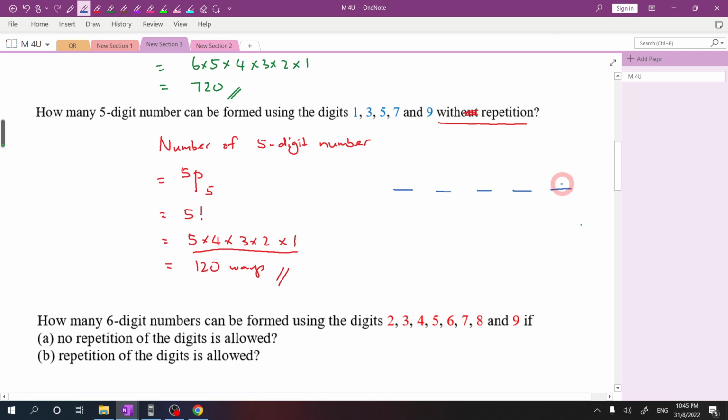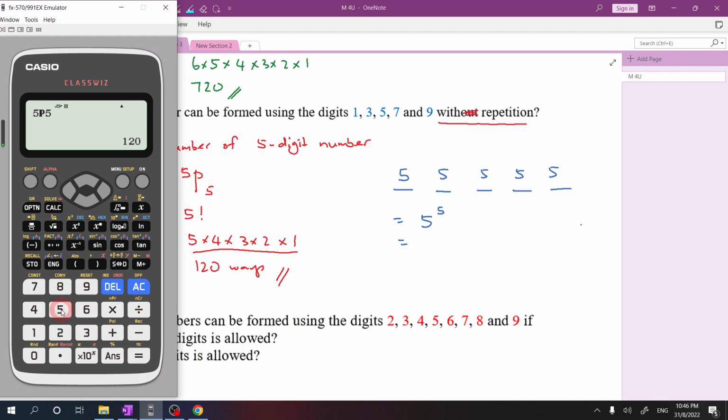If you want to find the number of ways, it's no longer like this. Try to think how many digits we have here. 5, right? Since it can be repeated, here still we have 5 choices. Here also the same thing, 5 choices, 5 choices, 5 choices. So the answer is actually equal to 5 power 5.